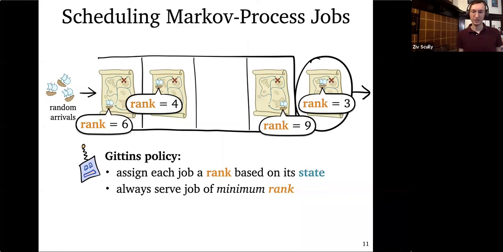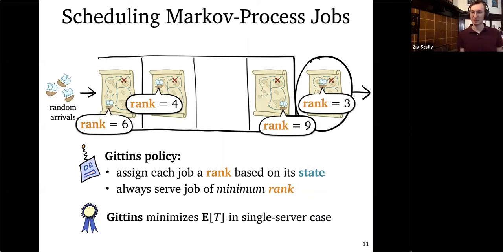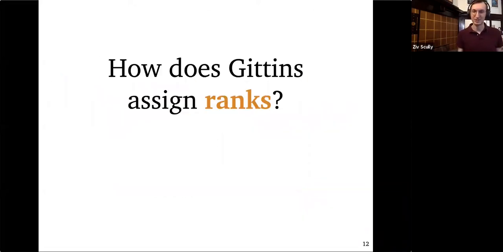So that's the Gittins policy. One can show, it's much harder than the SRPT proof, but one can show that Gittins minimizes mean response time in this single server case. The Gittins policy is a very simple idea: we give each job a rating and serve the job with the best rating, namely the lowest rank. All the magic of the Gittins policy is wrapped up in the question of how Gittins assigns ranks, and what I'm now going to tell you about is how we figure out the rank of a job.